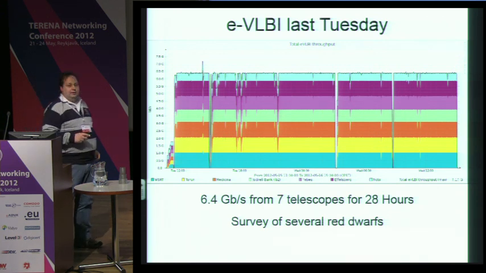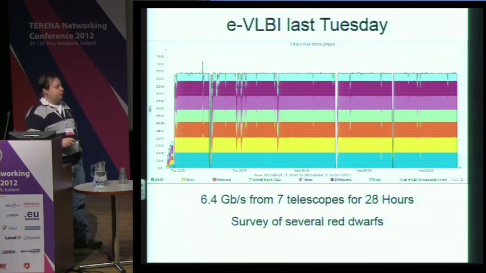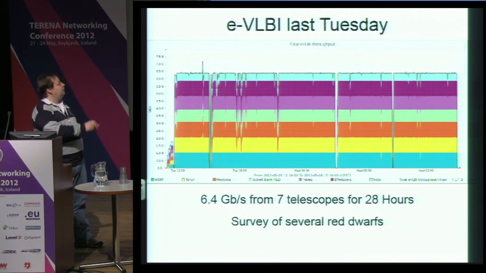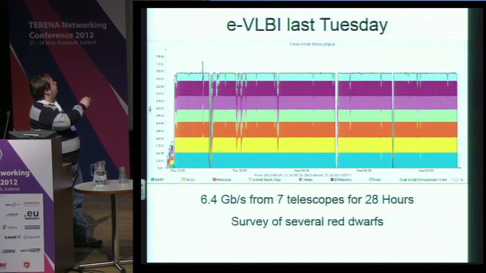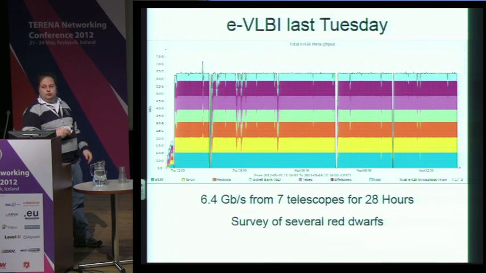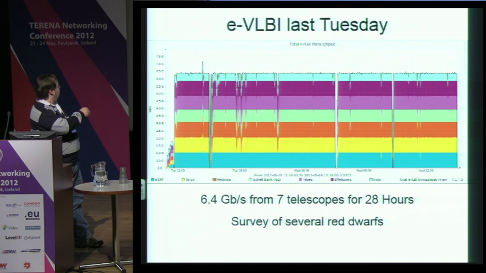We do this quite regularly. About once a month we do real-time observations. And these are the results from the ones we happened to be doing last Tuesday. Well, these are not the results. This is the network throughput graph. So, as you can see, we ran at about 6.3 gigabit for over 28 hours for this particular observation. And there's telescopes in the Netherlands, Torun in Poland, Italy, the UK, Spain, Germany, Italy again.